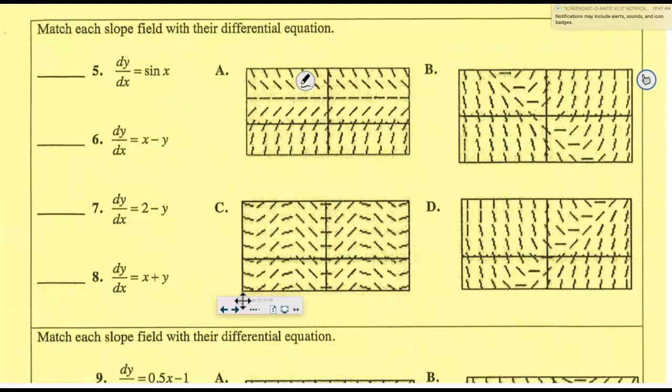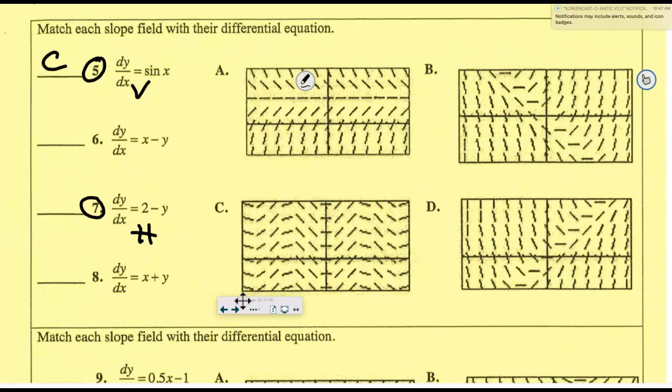Which ones have symmetry? 5, 6, 7, and 8. Which ones have symmetry? 5 does, correct? And which one? 7. This is going to have vertical symmetry. This is going to have horizontal symmetry. Also, the derivative of what is sine, that you know, right? Negative cosine. So you're looking at sort of a cosine when you squint and look at it. And it has vertical symmetry. Which one is it? C.